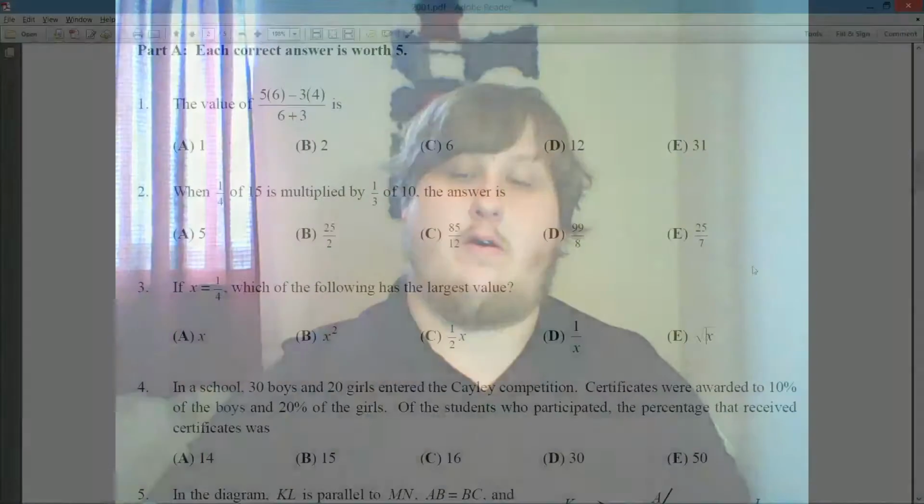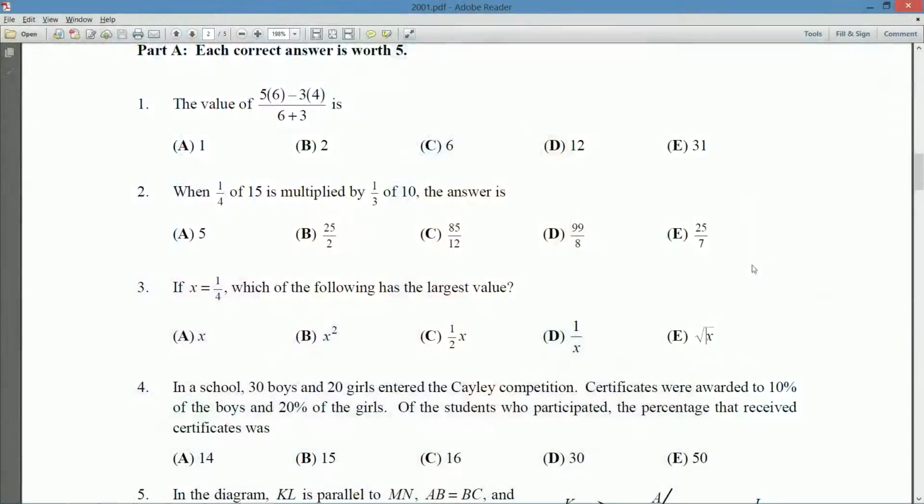We're up to question number 2 on this particular Cayley paper. Question 2 says, when 1/4 of 15 is multiplied by 1/3 of 10, the answer is... Okay, so this is a straightforward multiplication.